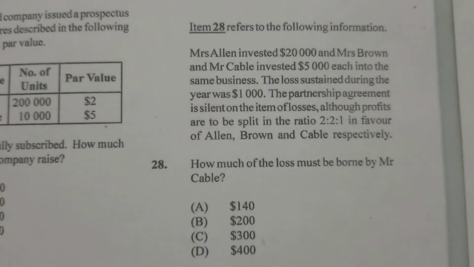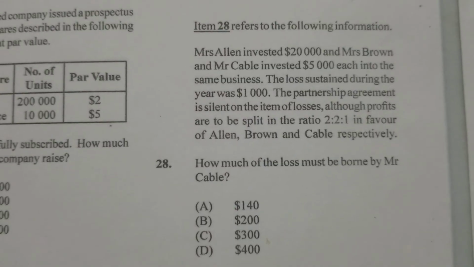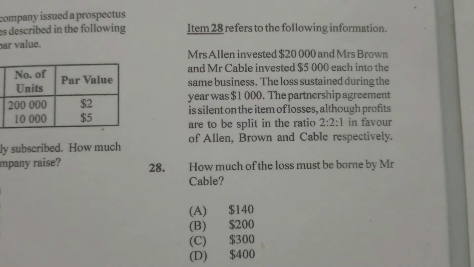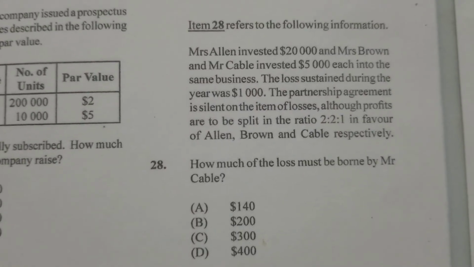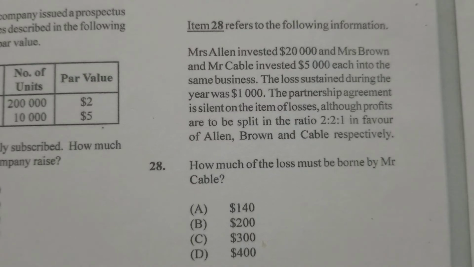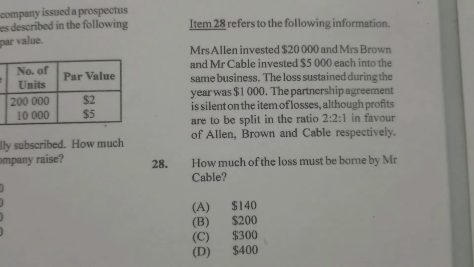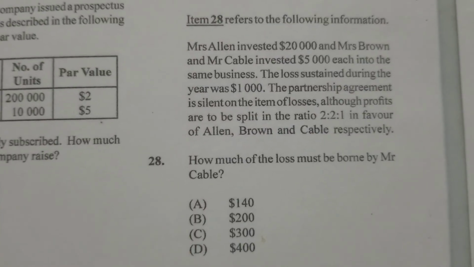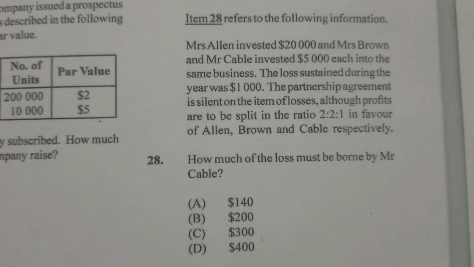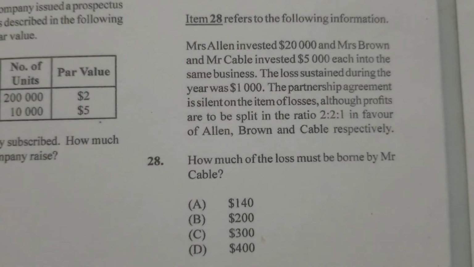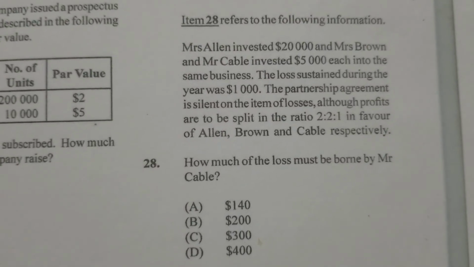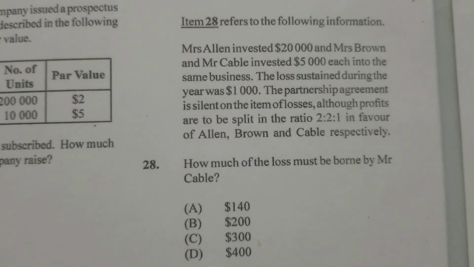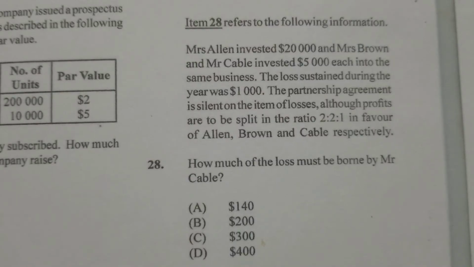Item 28 refers to the following information. Mrs. Allen invested $220,000 and Mrs. Brown and Mr. Capel invested $5,000 each into the same business. The loss sustained during the year was $1,000. The partnership agreement is silent on the item of losses, although profits are to be split in the ratio of 2 to 2 to 1 in favor of Allen, Brown, and Capel, respectively.